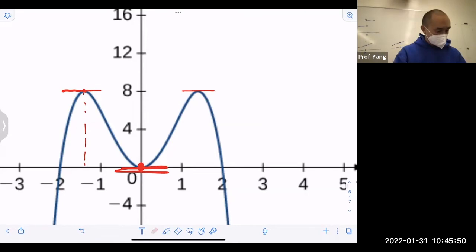So if we graph the derivative in green, the derivative should be 0 there, the derivative should be 0 here, the derivative should be 0 here. Are there any questions? Next question for you.